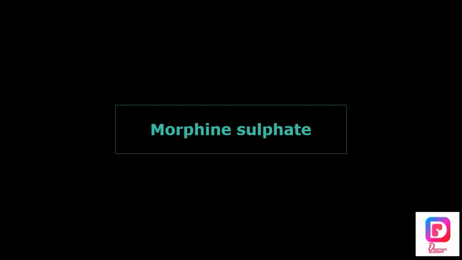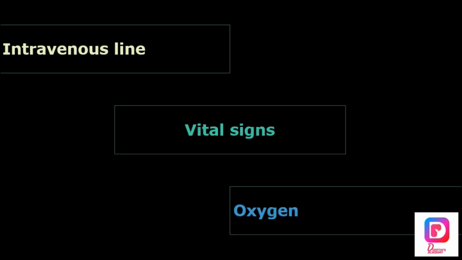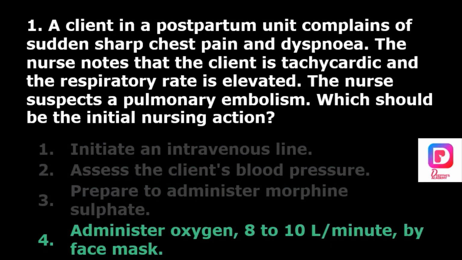Morphine sulfate may be prescribed for the client, but this will not be an initial nursing action. Finally, an intravenous line will also be required and the vital signs need to be monitored, but these actions would follow the administration of oxygen. So, we can say the correct option is option number 4, that is administration of oxygen 8 to 10 liters per minute by face mask. Let's move on to the second question.